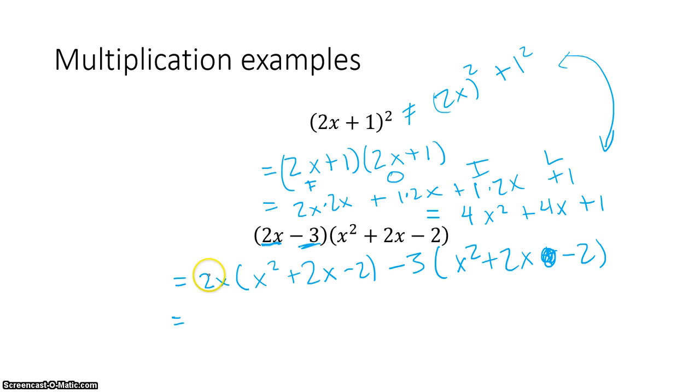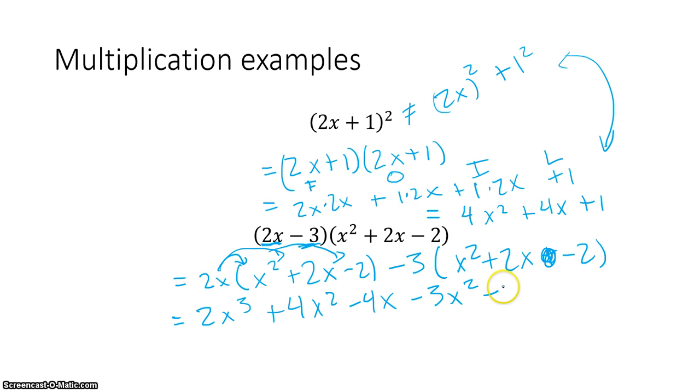Now we know that we can go ahead and distribute the 2x into the parentheses and do the same with the minus 3. So we get 2x cubed plus 4x squared minus 4x minus 3x squared minus 6x plus 6. And remember, when you're distributing this 3, it has a negative in front. So you need to change the signs when you're distributing. Like when we did minus 3 times minus 2, we got positive 6.